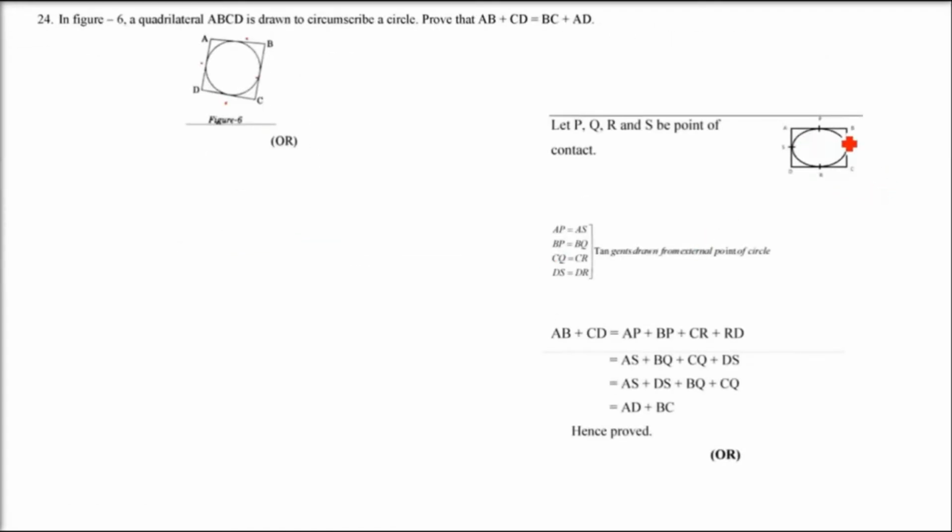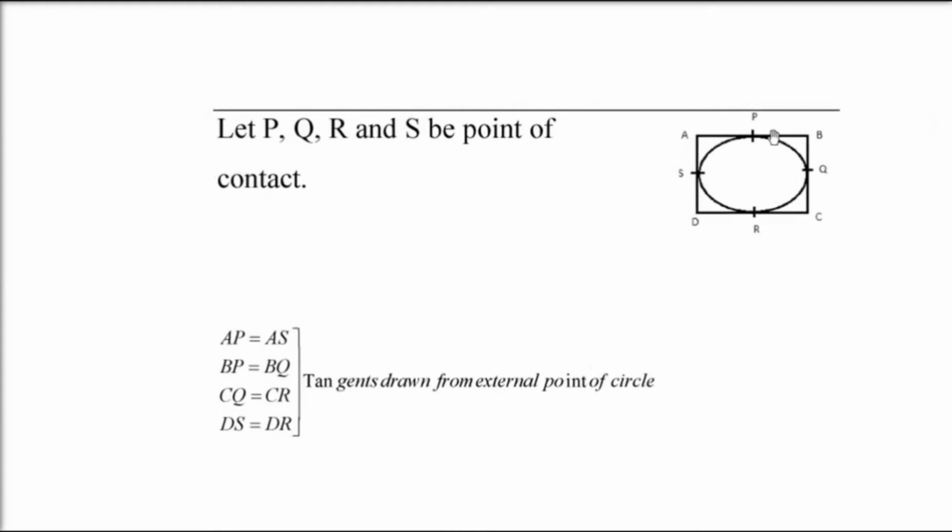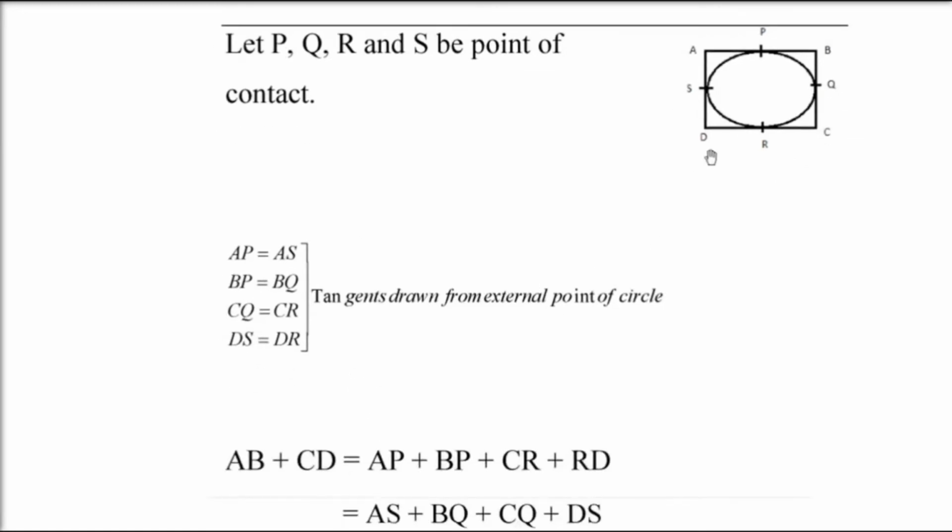So here we have marked the points. Let me enlarge it and show you. The points are S, P, R and Q. You can take any alphabet you want. Now here you see AP equals AS. From A, two tangents are drawn, AS and AP, so AS and AP are equal. DS and DR are equal. CQ and CR are equal. And BQ and BP are equal. So we wrote it here: tangents drawn from an external point of a circle.